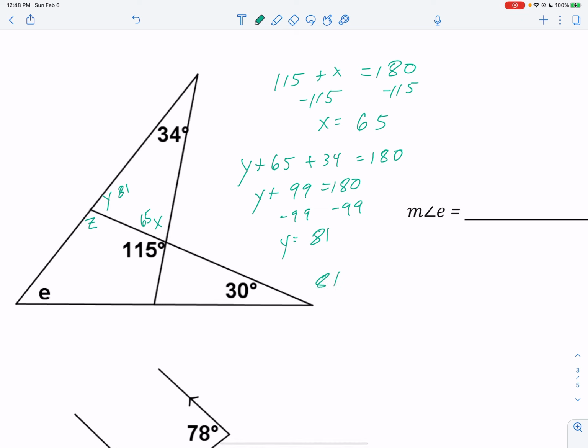So 81 plus Z, which I've just labeled as equal to 180 because these two are linear pairs. Subtract 81. And were there other properties that you could use? Yeah. But often I don't remember that property about remote exterior, remote interior, stuff like that. Sometimes that just falls out of my head and I have to show it to myself different ways. But you could totally do that. That's fine. So Z is equal to 99? Yeah, Z is equal to 99.